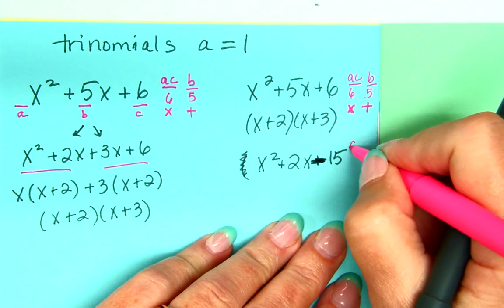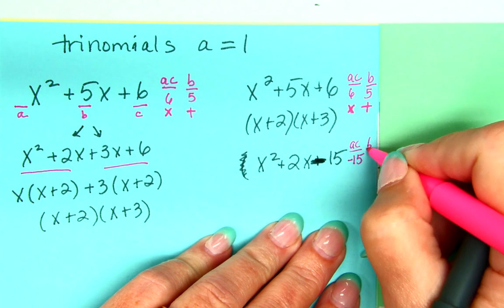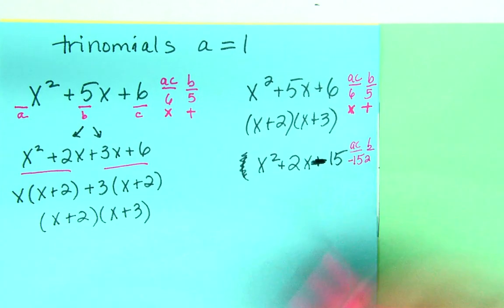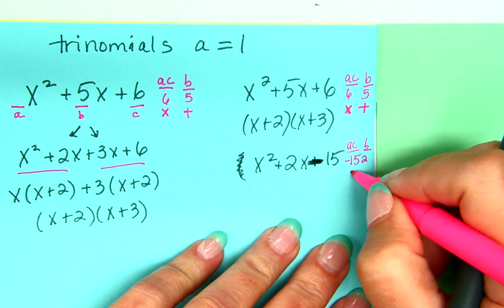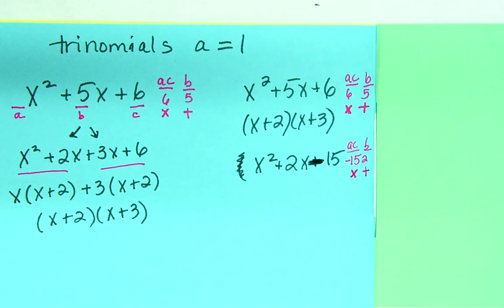So what's AC? We got negative 15. And what's B? 2. So what two numbers multiply to be negative 15 and add to be 2? Okay, negative 5 and 3. Wait, negative 5 and 3 adds to be positive 2?